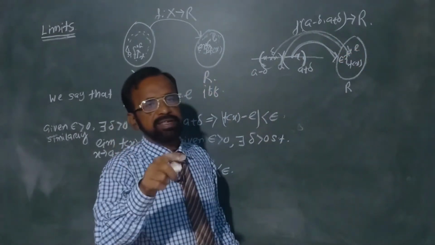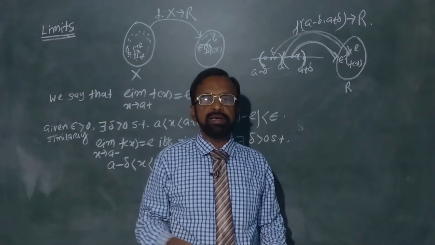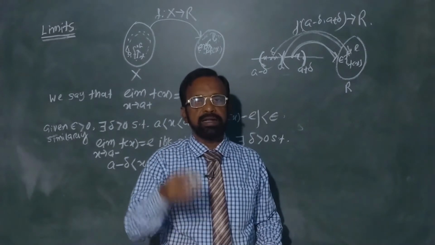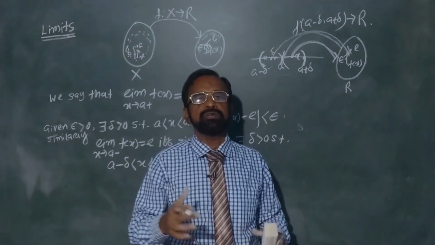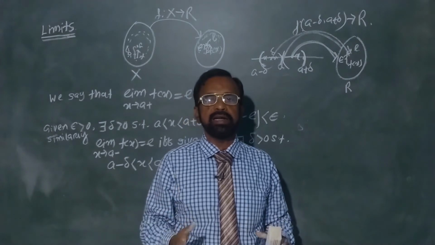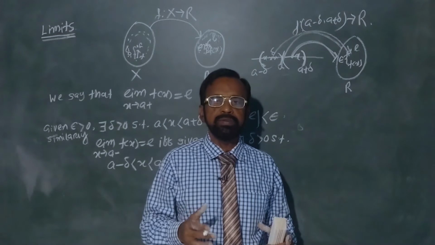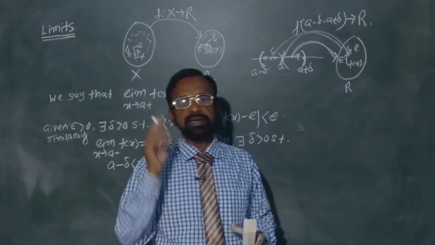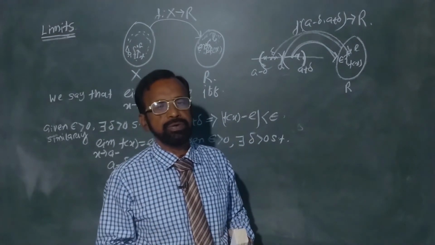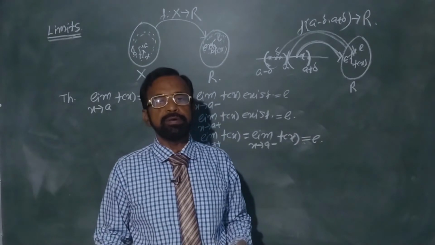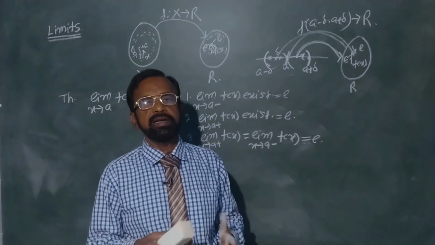A limit exists at a point if and only if the left hand side limit exists and the right hand side limit exists and they are also equal. In that case, we say that a limit exists. That means a limit exists if and only if the left hand side limit exists, the right hand side limit exists, and they are also equal. The relation between the left hand limit and the right hand side limit.